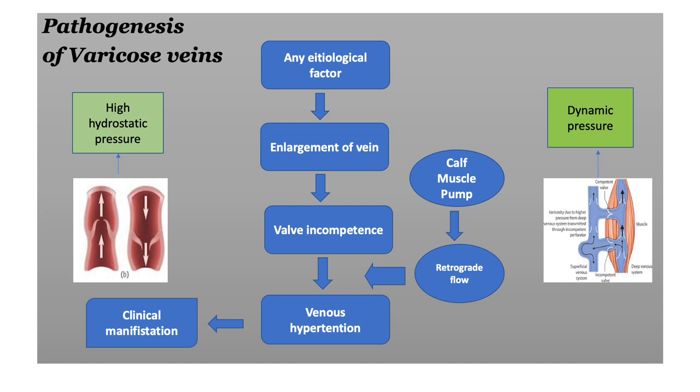Both these two mechanisms, calf muscle pump through defective perforators and enlargement of veins with valvular incompetence, will lead to venous hypertension. And when venous pressure inside the superficial venous system increases manifold, this will lead to clinical manifestations of varicose veins.